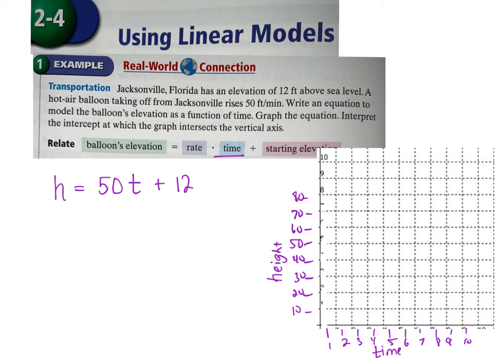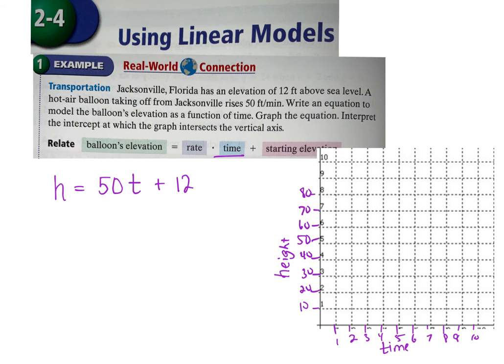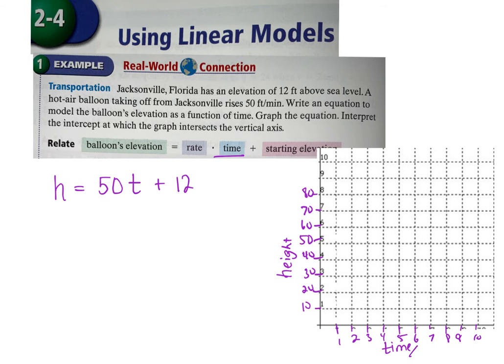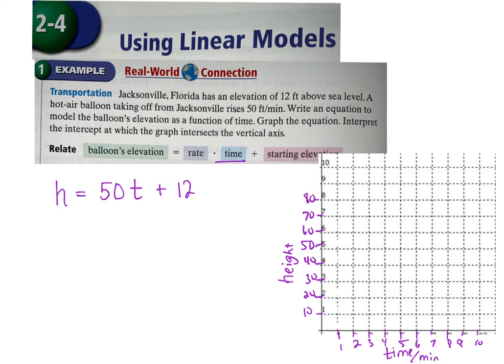Let me fix this. All right. So when you're doing these, make sure you label that we have time here, and you probably want to say exactly what it is. Time in, let's say, minutes, right? So time in minutes, and height, and we would say in feet. All right. And then it says to graph it.